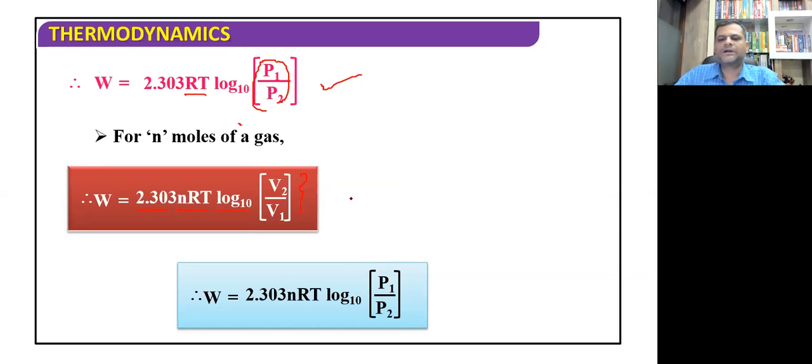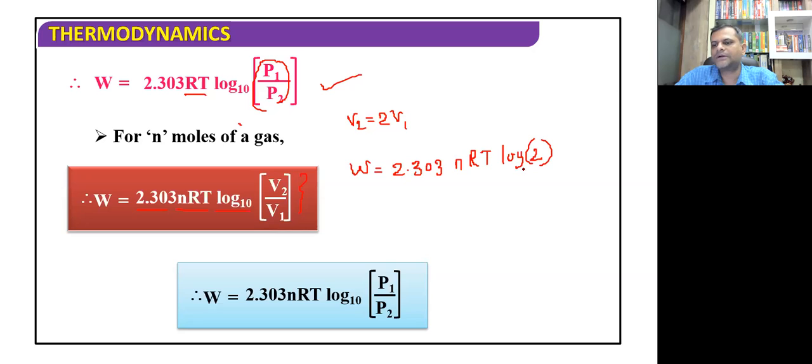दो तीन शॉर्टकट्स भी यहाँ पे याद रख लो कि अगर सपोज वॉल्यूम जो है वो अगर डबल हो जाता है, if suppose V2 is going to be 2 times of V1, then in that case we can say this W will get modified as 2.303 into nRT into log of V2 upon V1, where V2 is going to be 2 times of V1. So here log of 2 will be left as it is to the base 10. And as we know that this log of 2 to the base 10 is going to be 0.3010.